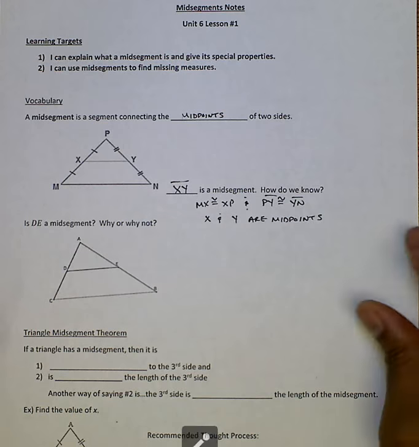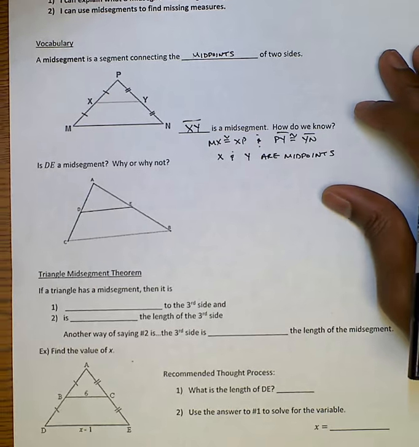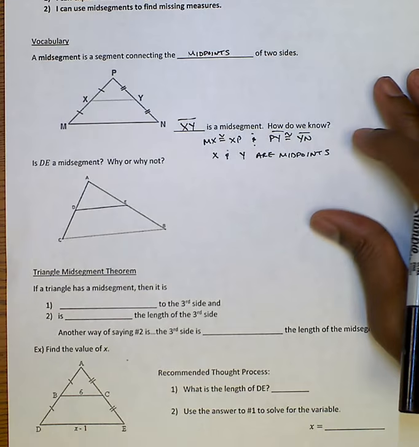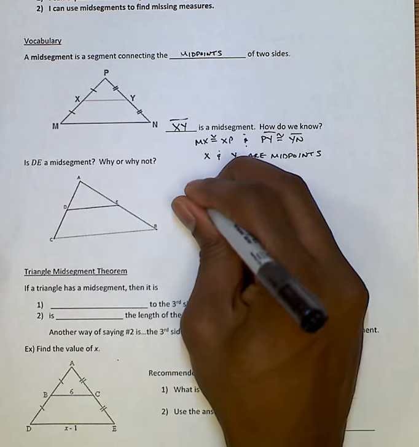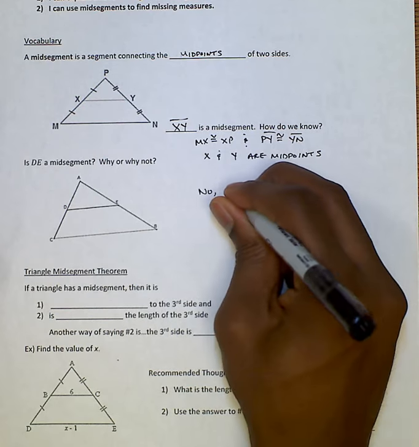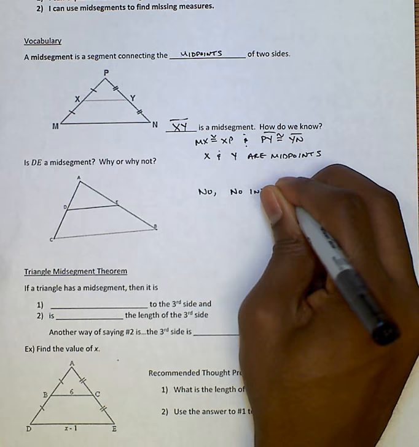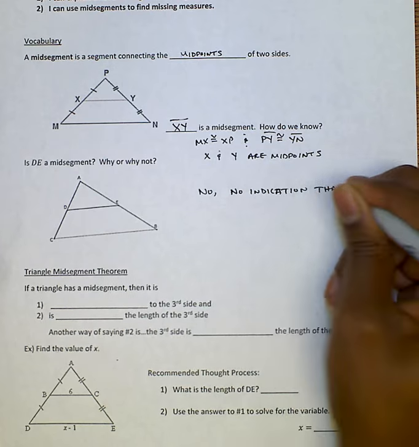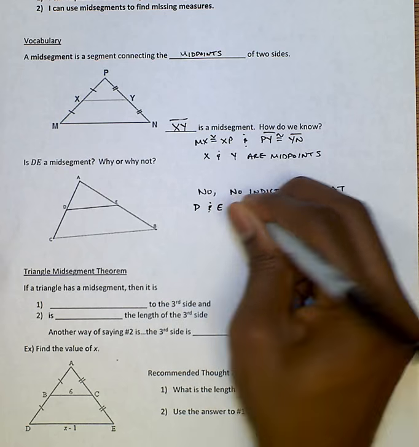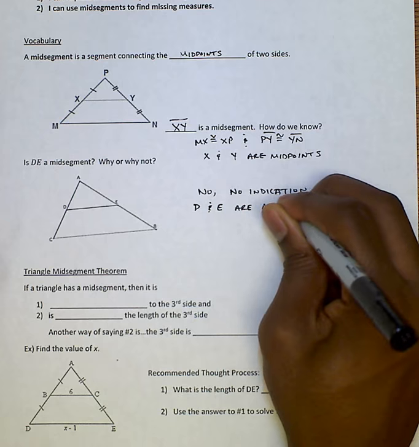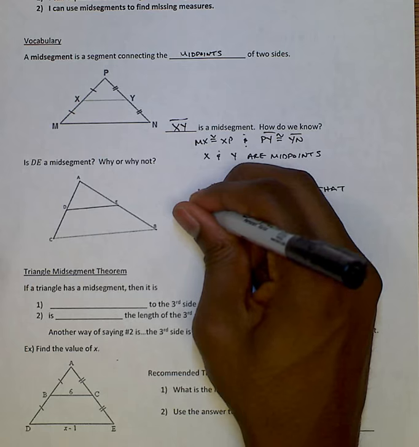Okay, in the next figure, they're going to ask us if DE is a midsegment. Here we'd say no. The reason we'd say no is there's no indication that D and E are midpoints. I know it looks like it's in the middle, but we can never use the eye test. There needs to be something that says these are midpoints.